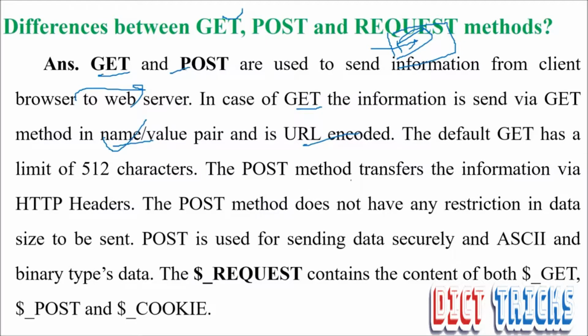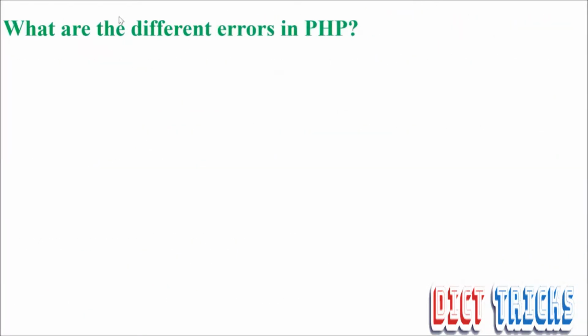On the other hand, the post method transfers the information via HTTP headers. So the post method does not have any restriction on the size of data to be sent. Whenever you have security issues, post is used for sending data securely, in ASCII and binary type data. What about request? This $_REQUEST would contain get, post, as well as cookie data. So request is going to fulfill both the commands.